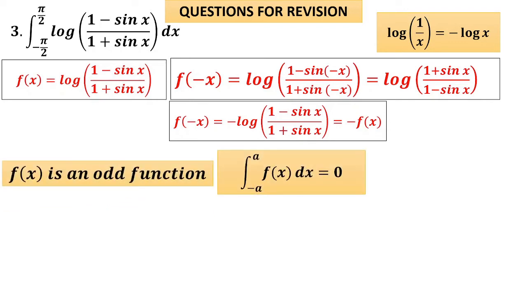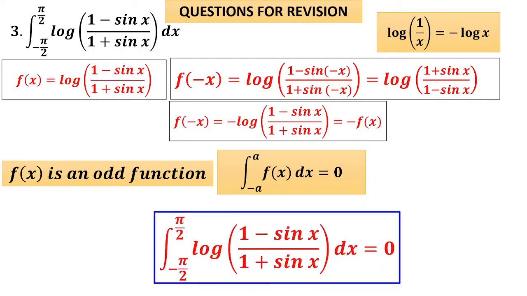What will happen for an odd function? The integral is 0. Therefore, integral minus pi by 2 to pi by 2 log of (1 minus sin x) by (1 plus sin x) is 0. Again I repeat, this problem can be directly written as 0 after checking, after validating that the given function is an odd function.